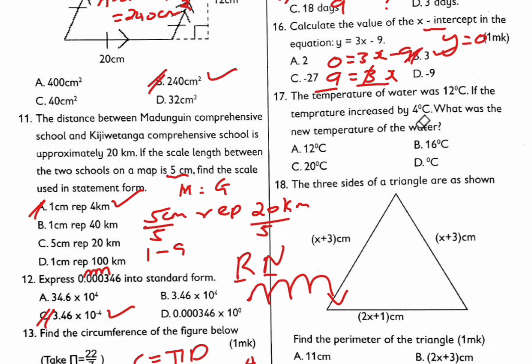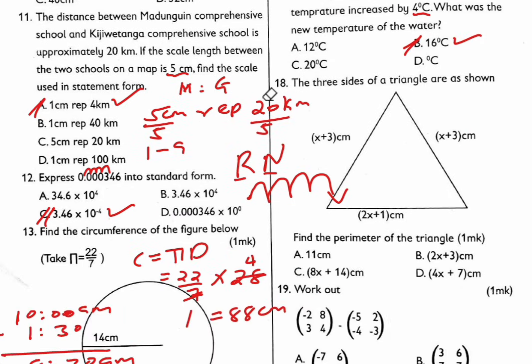The temperature of water was 12 degrees Celsius. If the temperature increased by 4 degrees Celsius, what was the new temperature of the water? So the temperature is going to rise, and therefore if it is rising, we're going to add. So it was 12 degrees Celsius. It increased by 4. So to get the new temperature, we add 12 plus 4. We get 16 degrees Celsius.